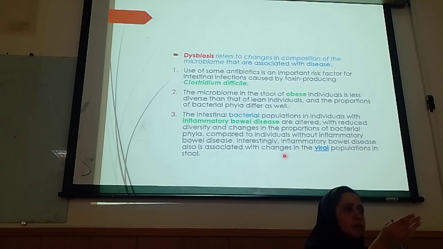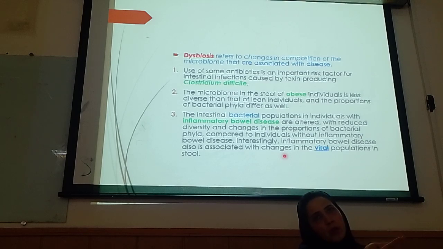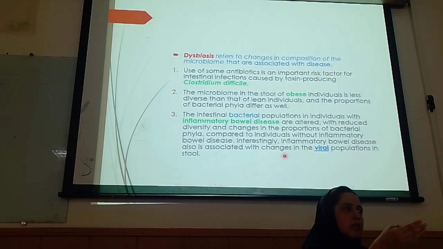And they can also be seen, for example, in the microbiome in the stool of obese individuals, which is less diverse than that of lean individuals, and the proportions of bacterial phyla differ as well. Or sometimes, for example, in inflammatory bowel disease, the bacterial population or even the viral population of the GI tract is different. So they may cause different kinds of diseases. Or sometimes you have a defect in the mucosal lining or in the skin, and the normal flora, such as Staphylococcus aureus or Candida, can cause infections in that part. In intact mucosa or skin, they cannot cause infection. But when there is damage, they may cause infections.